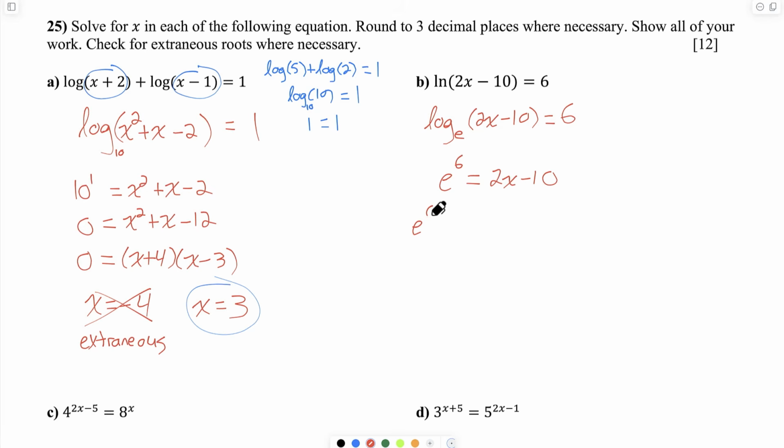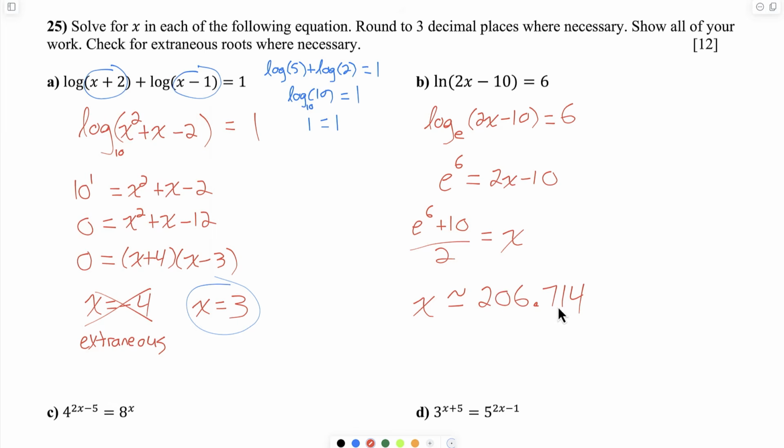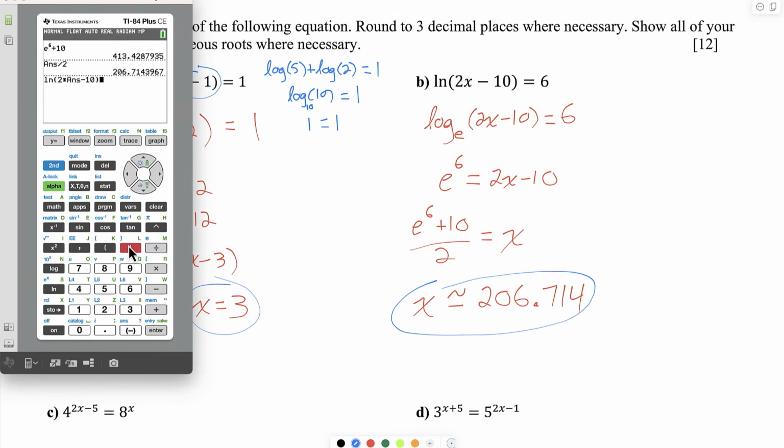isolate x. So I have e to the 6 plus 10 over 2 equals x, and I want an approximate value rounded to 3 decimal places. I get 206.714. And once again, you can check that answer in the original equation. And notice it makes the left side equal 6, just like the right side, so that's a correct answer.